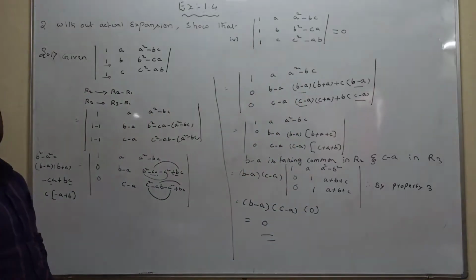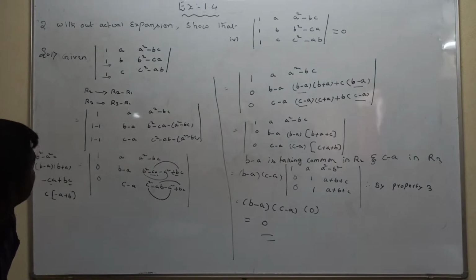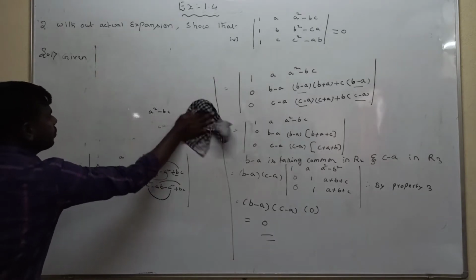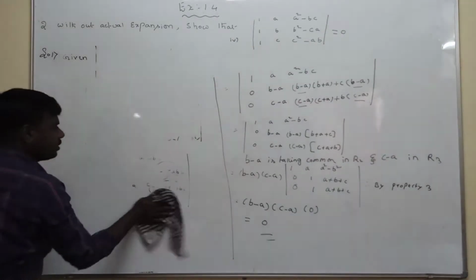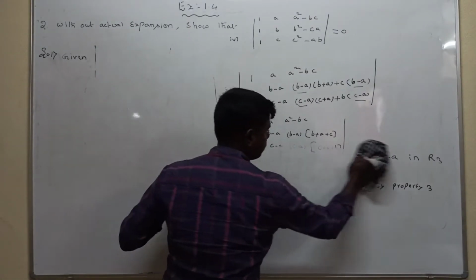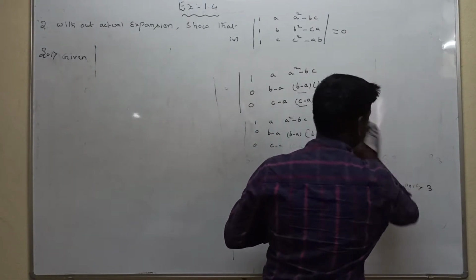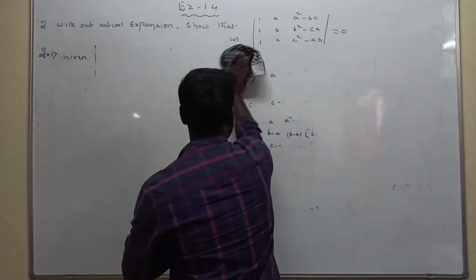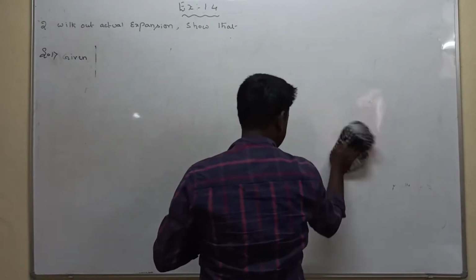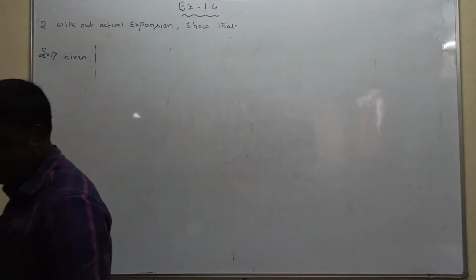I think you are understanding this question here. Next, we are discussing the fifth question. See the fifth question here, students. Very easy. You are understanding this type of questions. See the fifth question.